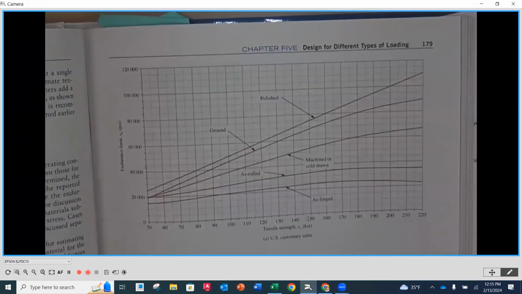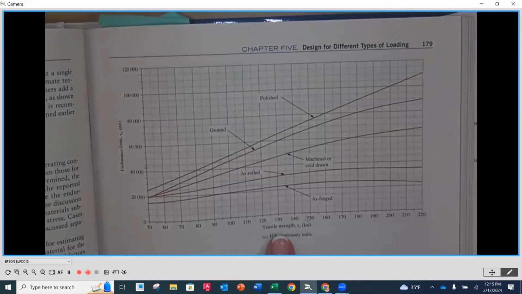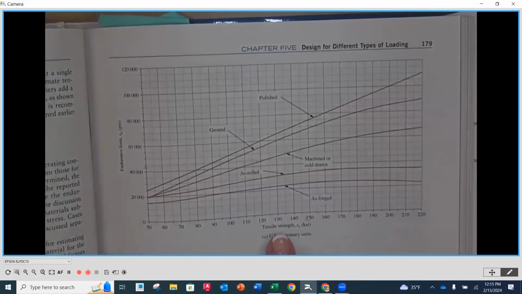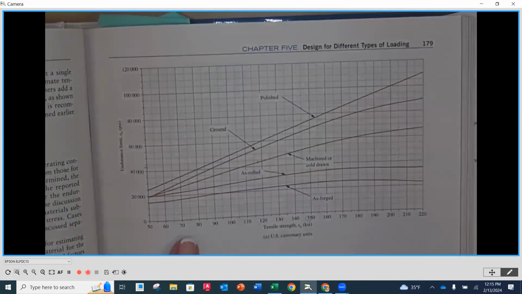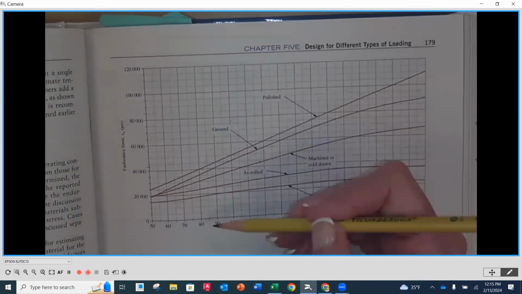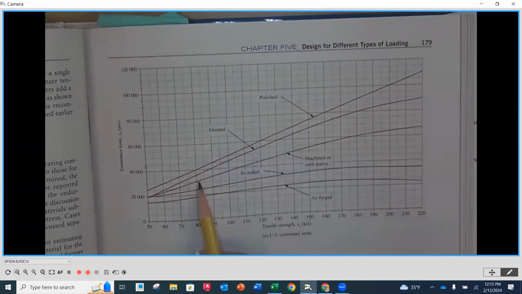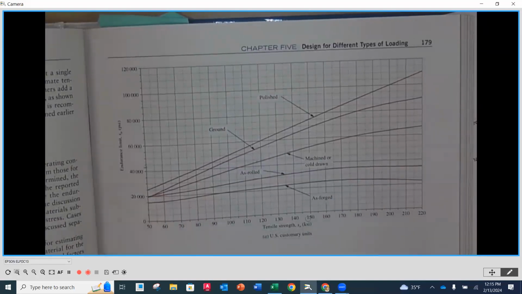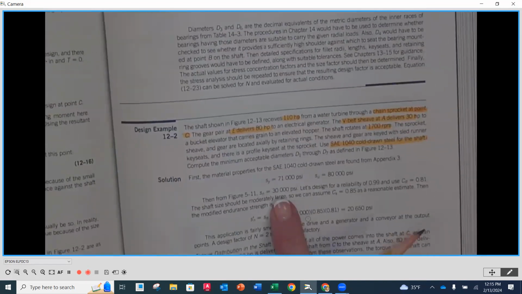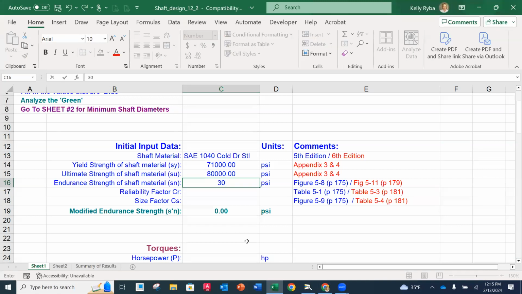So here's another chart that we get to read. What we're going to find here is our tensile strength, or remember, that's our ultimate strength, SU. It's really the same name for both. So we had 80,000. We're going to find 80 over here, and we're going to go up that line until we get to the machined, assuming that we're machining this. And then we're going to read that over. I'm just going to take a peek at what they came up with. I think they came up with 30,000. They did. Right there's 30,000 for their endurance strength. So we will put in our spreadsheet 30,000.